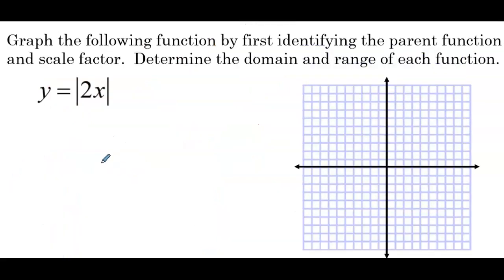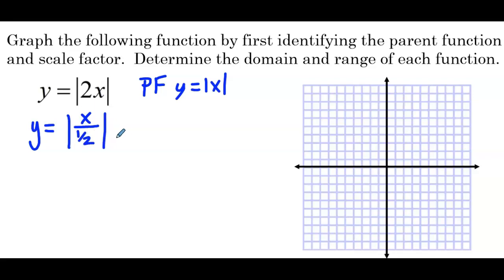Next up, we have y equals the absolute value of 2x. So our parent function is the absolute value of x. Now we want to rewrite this. So y equals the absolute value. Well, 2x we can write as x divided by 1/2. Again, it's really weird to do that. Not something we would instinctively think to do. It looks messier, but for identifying the scale factor, this is the best way to do that. I can write y divided by 1 if that helps.